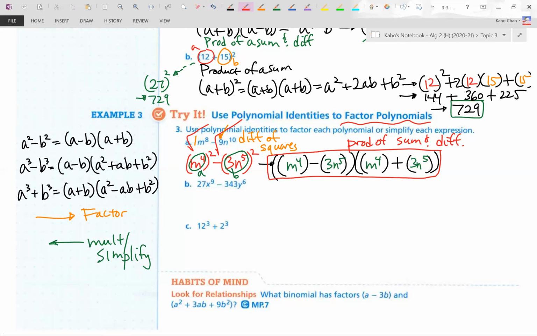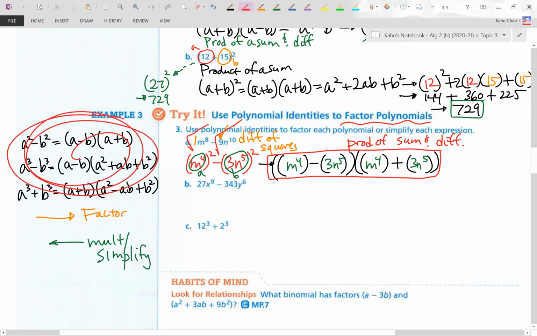27x to the 9th minus 343y to the 6th. Holy cow. We know it's going to be one of these right here. We don't know which one.